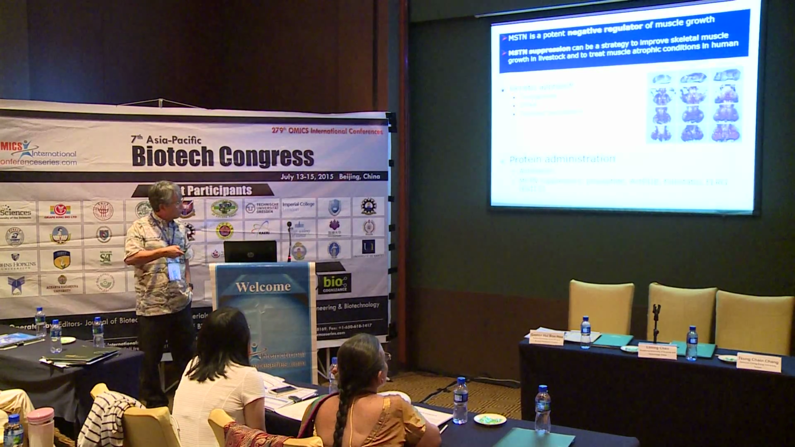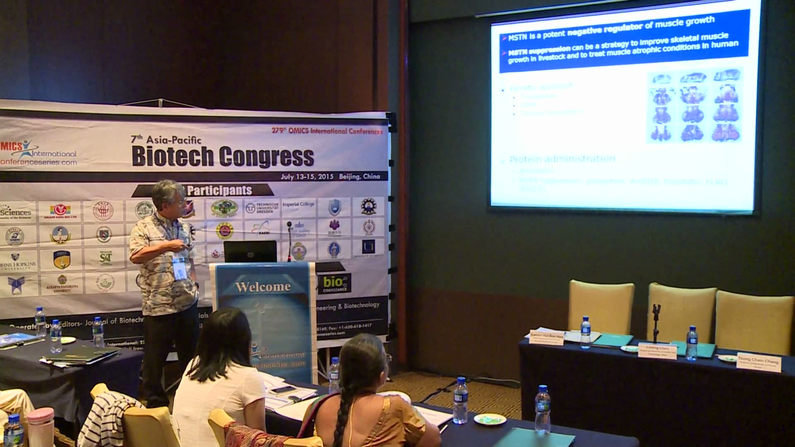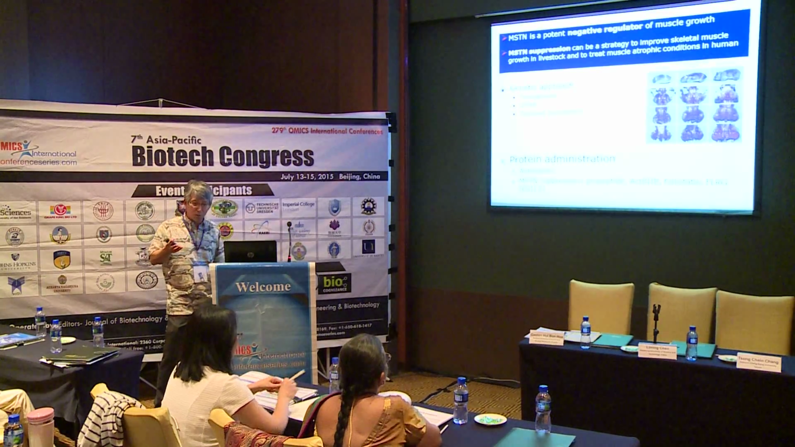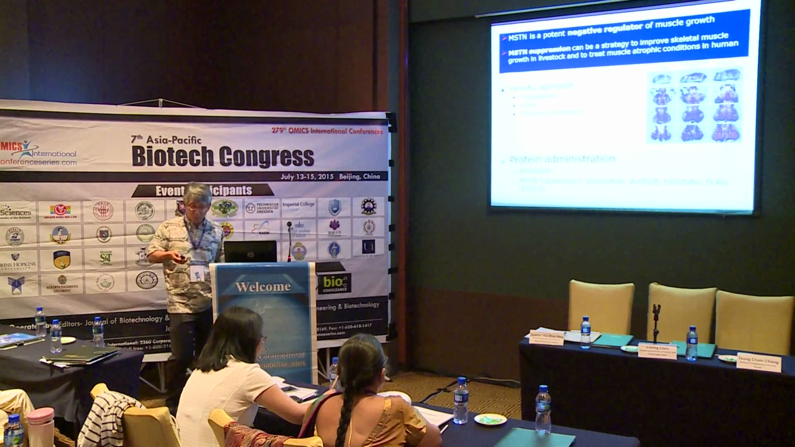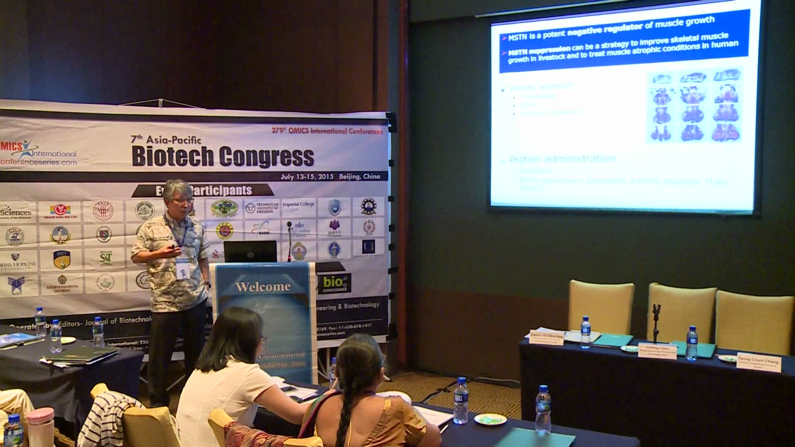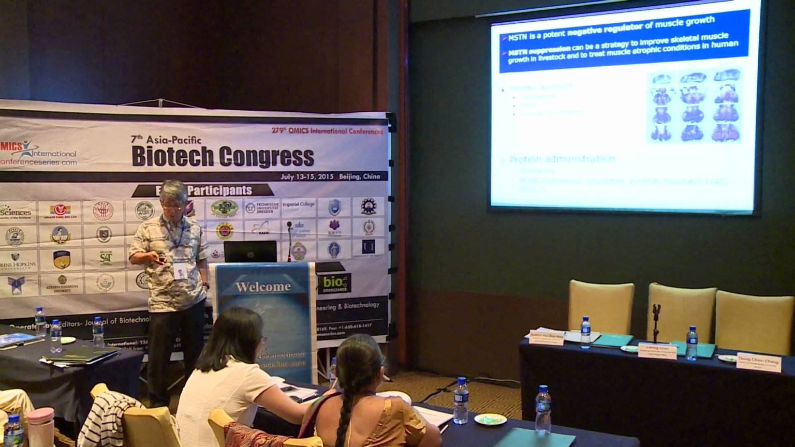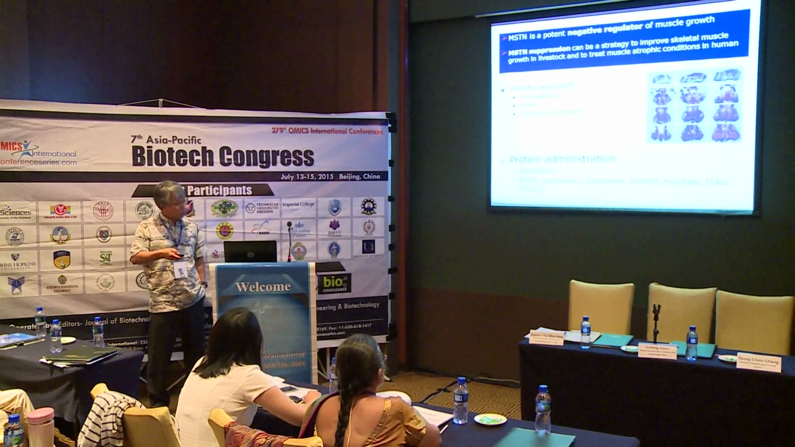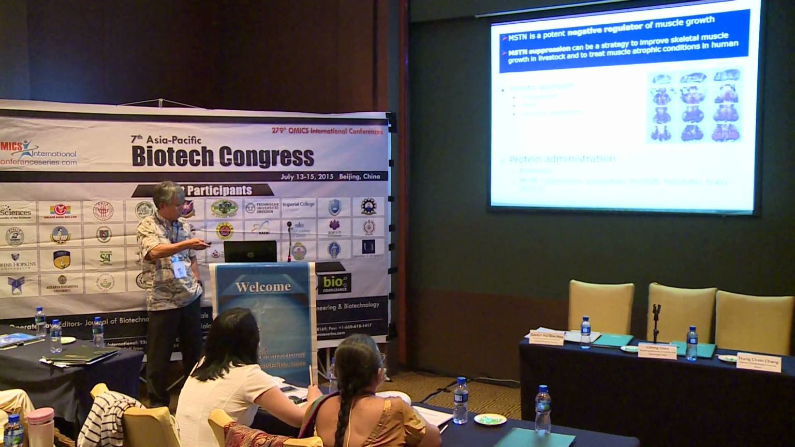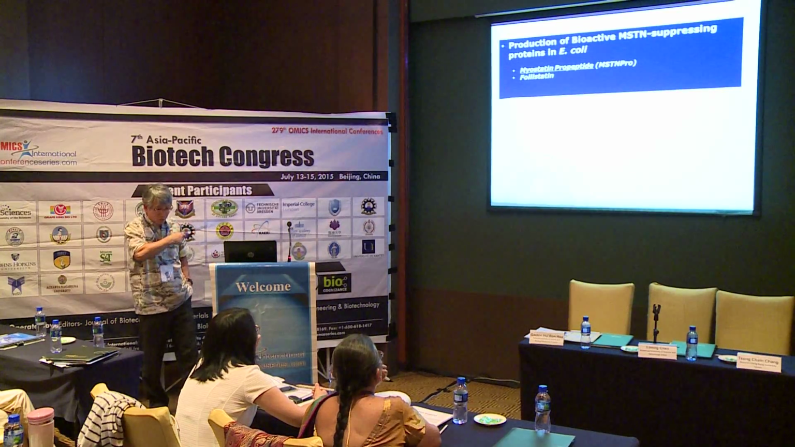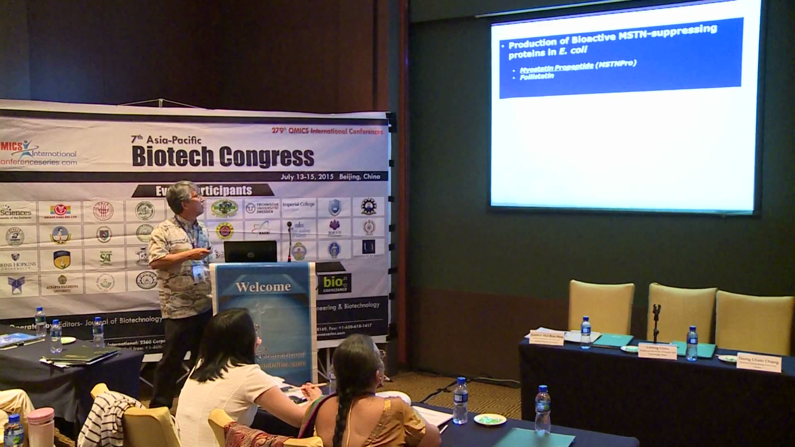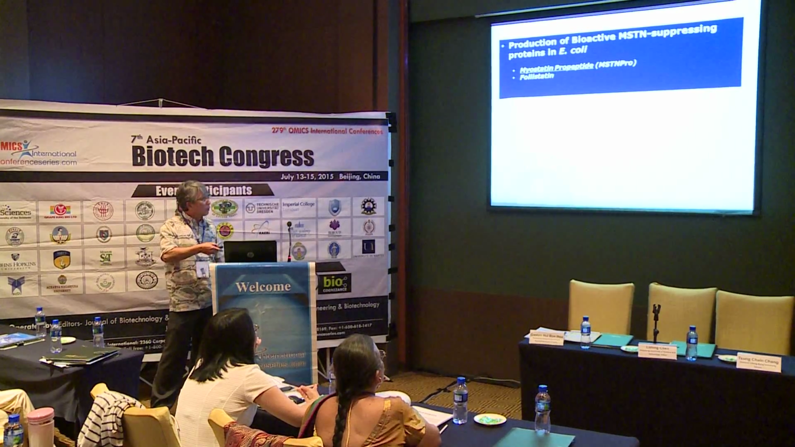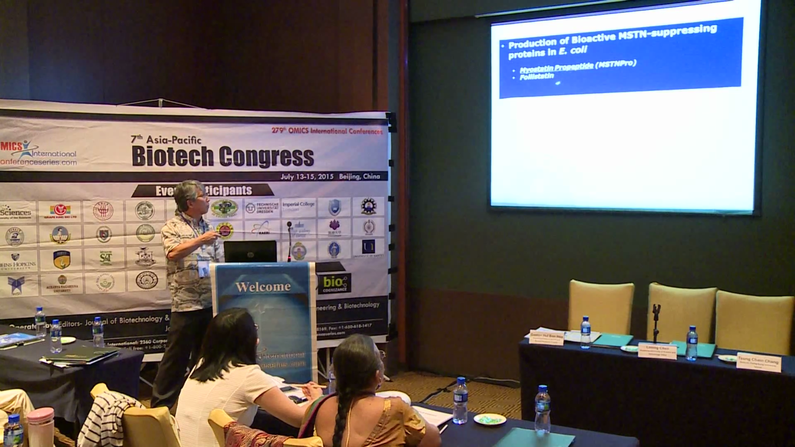I tried antibodies. I tried an antibody against myostatin, and in my study I injected it into fertilized chicken embryos, and it turned out to increase muscle mass. Then I switched my project to producing these types of proteins. So basically, I'm now going to talk about the production of these proteins in E. coli. The two proteins here are myostatin propeptide and follistatin.